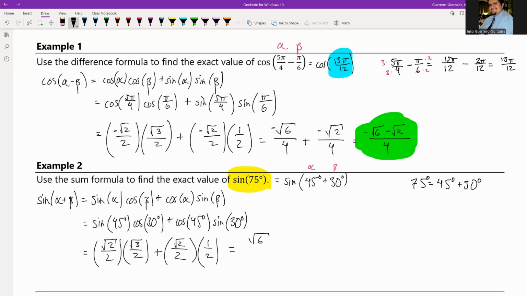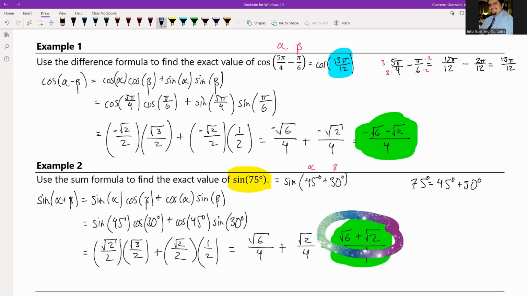Square root of 6 over 4 plus square root of 2 over 4, that's square root of 6 plus square root of 2 over 4. We are done. Now, I got to mention this. Please do not add the tops. So this is not square root of 8.